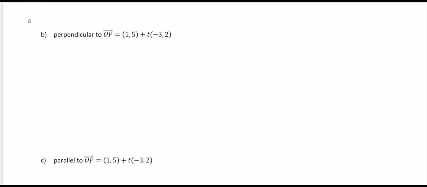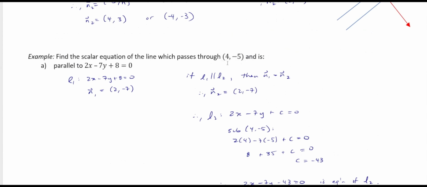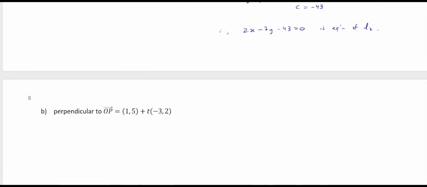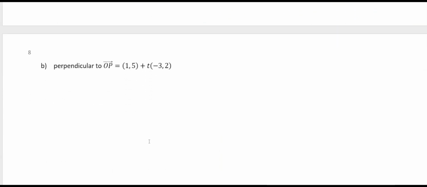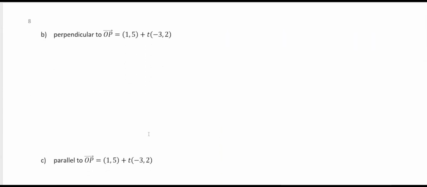In this example, we're going to find the scalar equation of the line that is perpendicular to this line right here, OP. And as you can see, OP is given in vector form. And so we're finding the line that's perpendicular to this line in vector form right here. And it also passes through this point right here. So I've got a point on the line, and I know that it's got to be perpendicular to this. Okay, so I'm going to just put up a drawing here, and hopefully we can get a sense of how we're going to do this question.